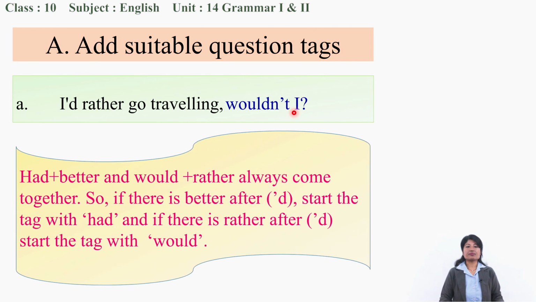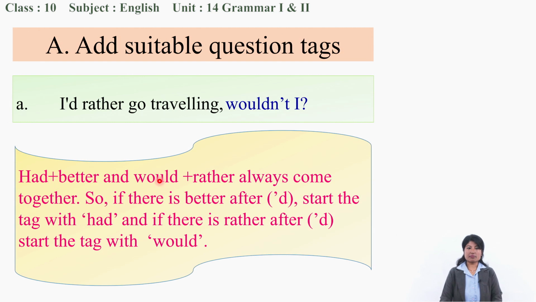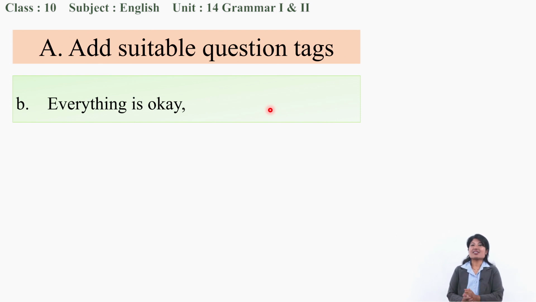So if it is had plus better and would plus rather, we say "had better," but with rather it is "would." They always come together. So if there is better after apostrophe d, start the tag with had, and if there is rather after apostrophe d, then the tag will start with would. Okay, are you clear? I would rather. It had better: with better it is had. With rather it is would. So the tag will be accordingly. Next, everything is okay. So what will be the tag over here?